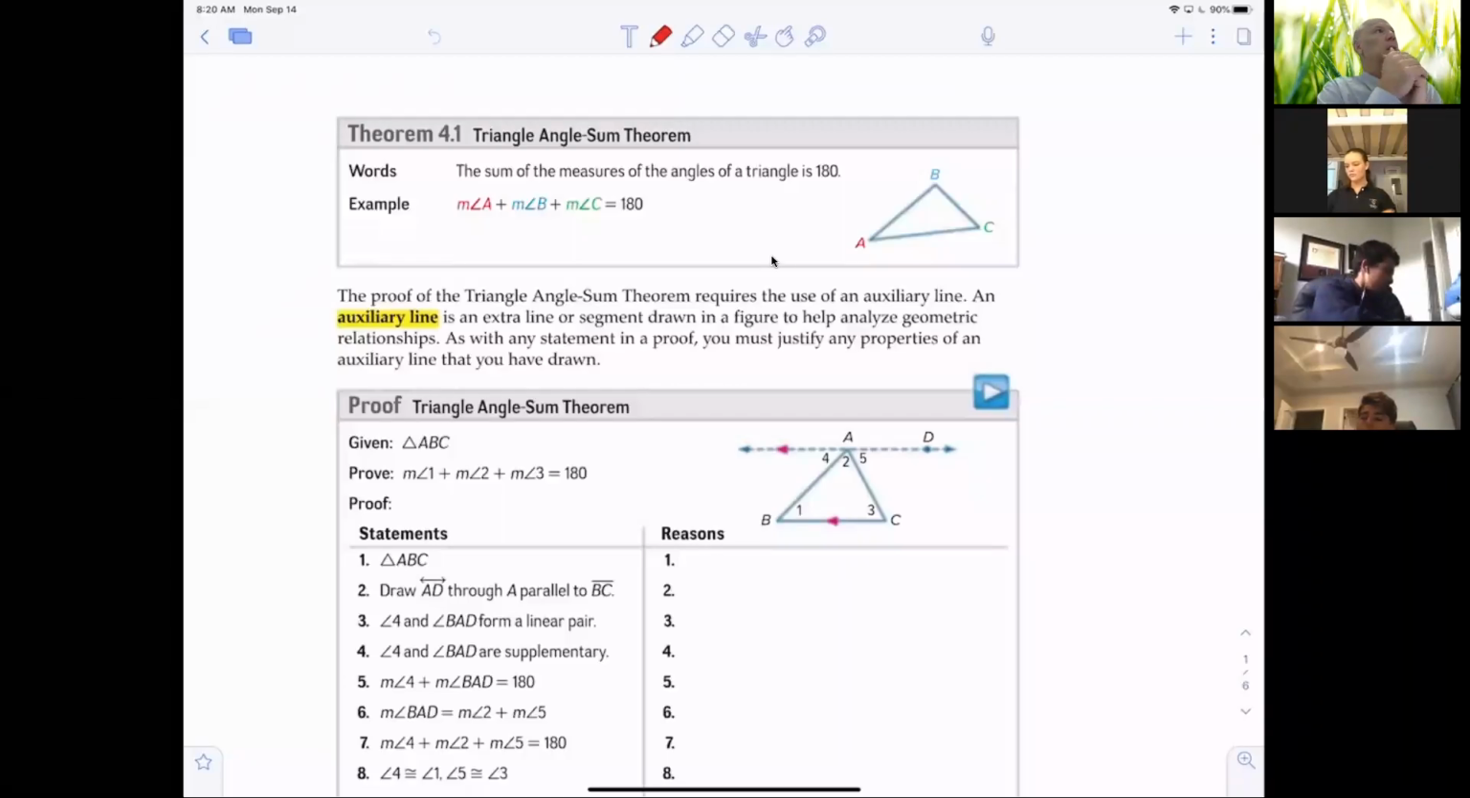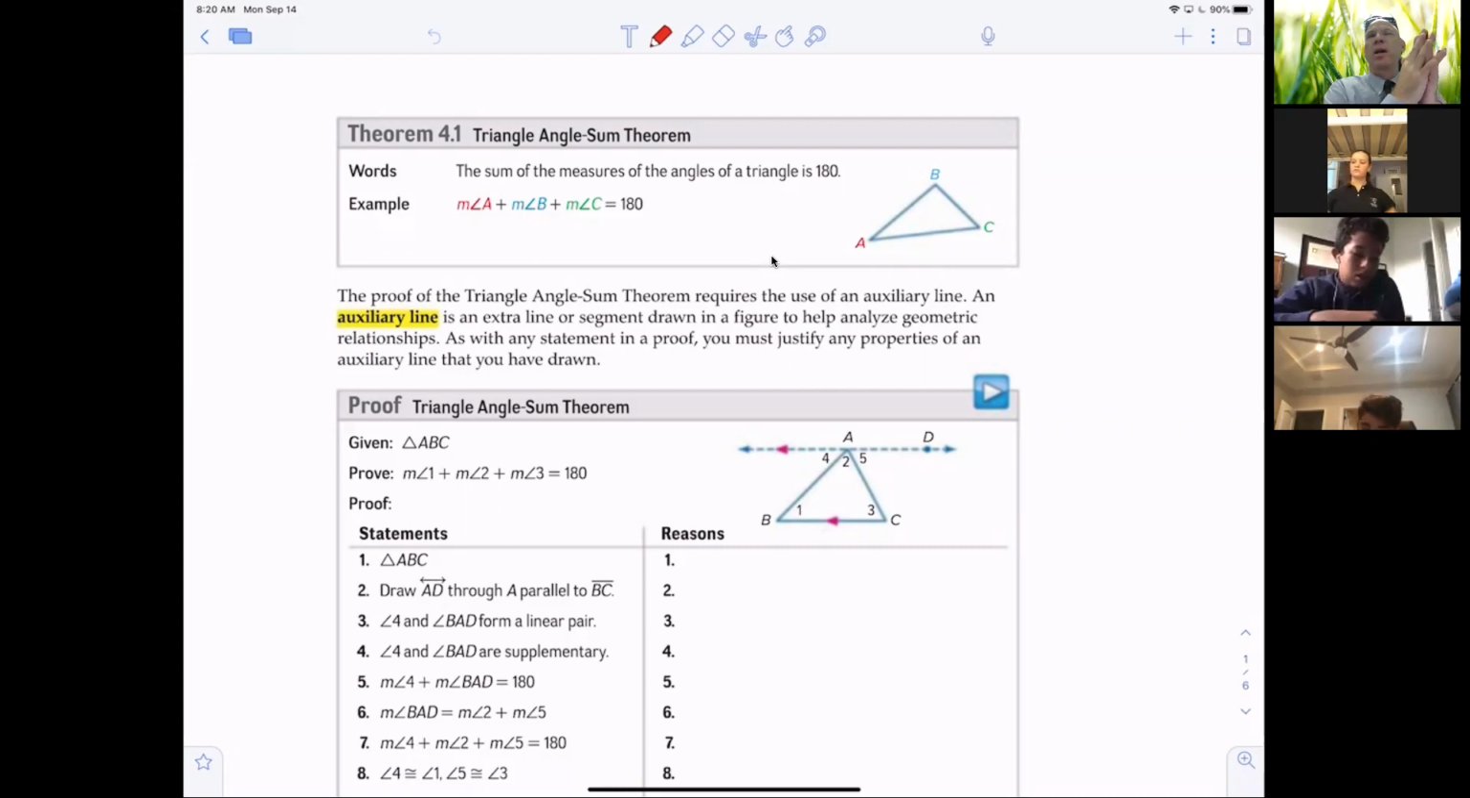Okay, here we go, guys. Yeah, I heard someone say there's more proofs. Yes, there are more proofs. All right, this is another kind of big chapter for proofs. Hopefully you feel like they're getting, or they will be getting, easier as we go.